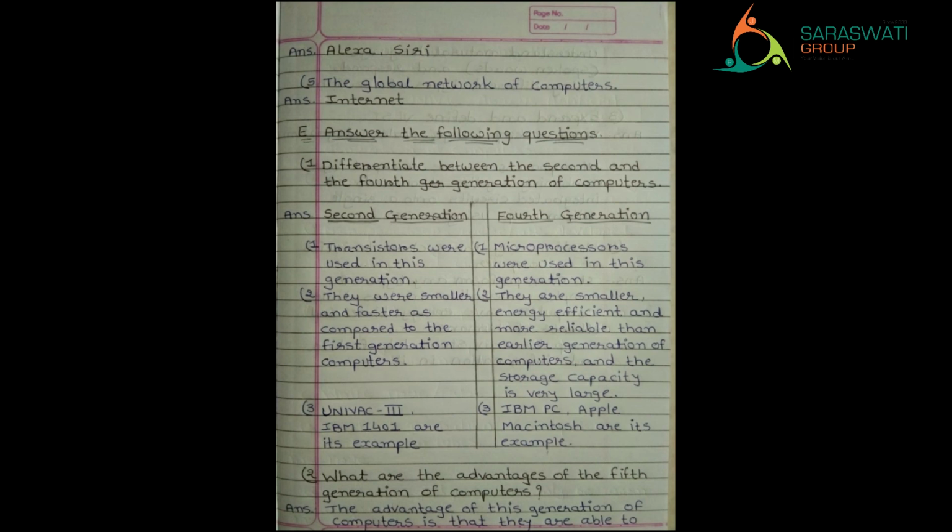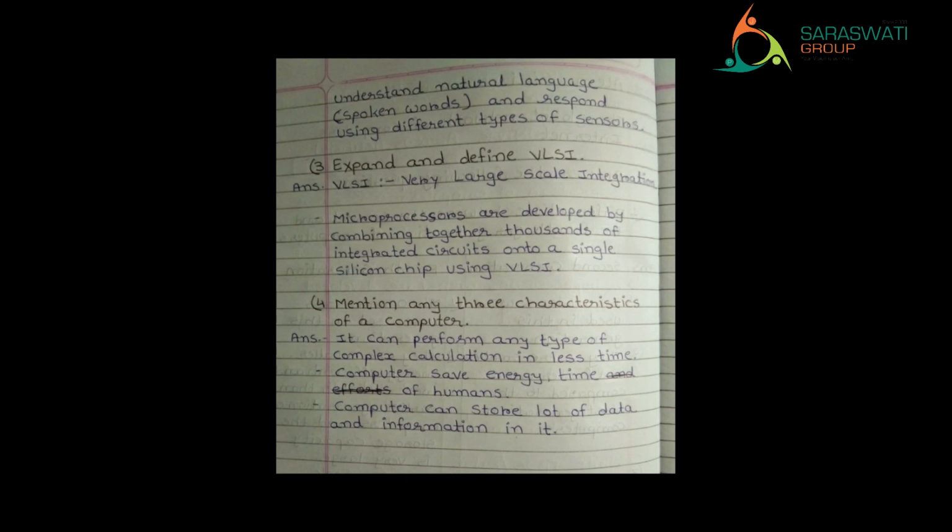Moving further to the second question. What are the advantages of the fifth generation of computers? That means how is the fifth generation of computers useful to us, which we are using right now, right? We are using fifth generation computers. So how is it useful to us? See, the advantage of this generation of computers is that they are able to understand natural language, that means spoken words. What we speak they understand easily and respond using different types of sensors.